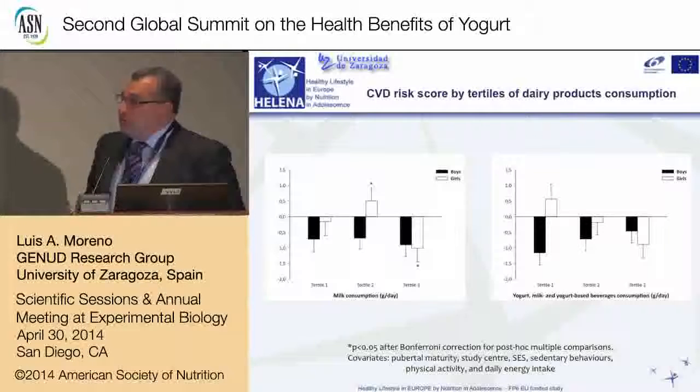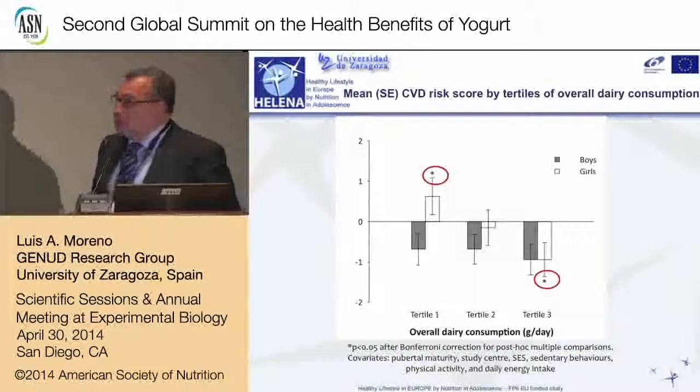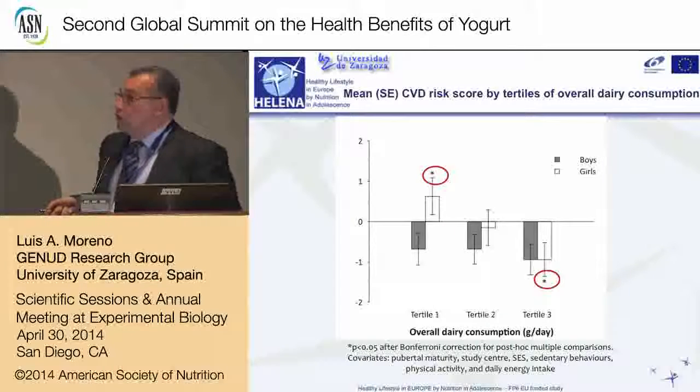And finally, for the cardiovascular diseases risk score, when we consider milk or yogurt as separate food groups, we found some associations, but this association was stronger when we consider the overall dairy consumption, because those being in tertile 1 had a quite high cardiovascular diseases risk score, and those in tertile 3, this score was lower.